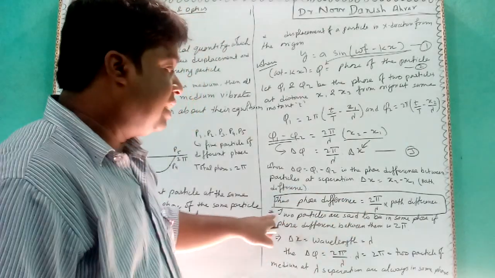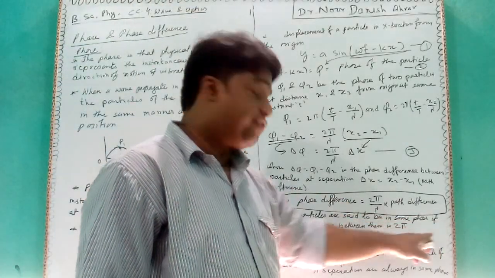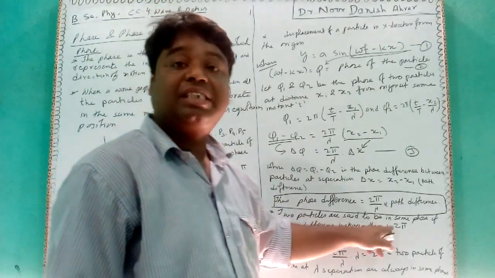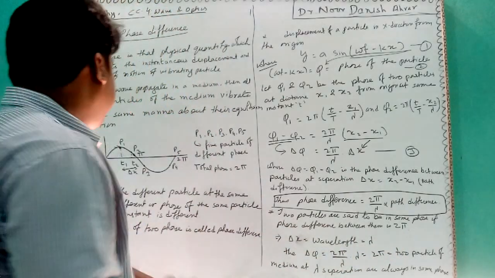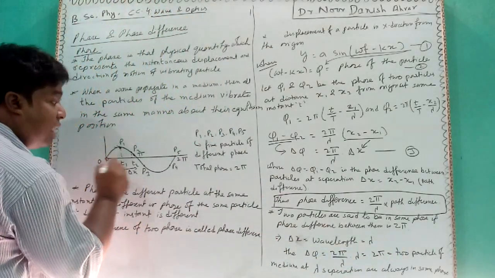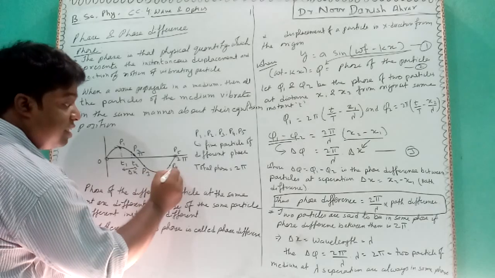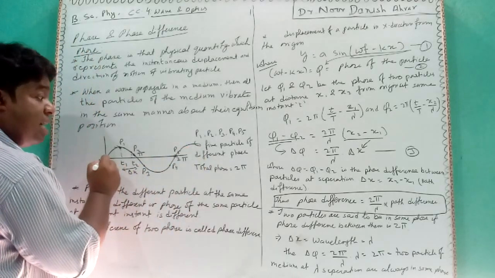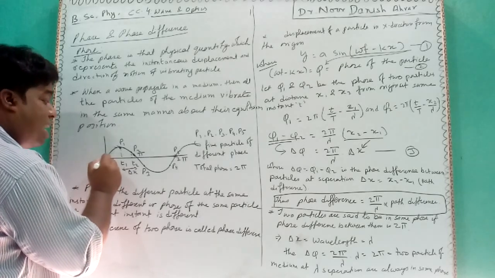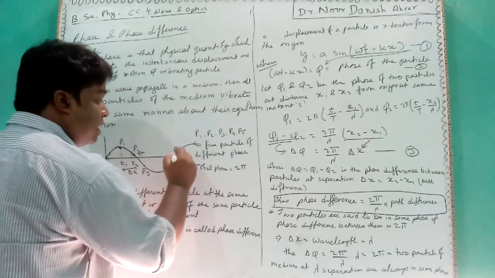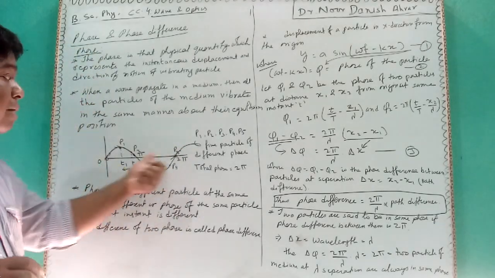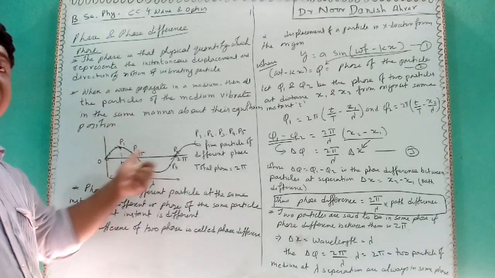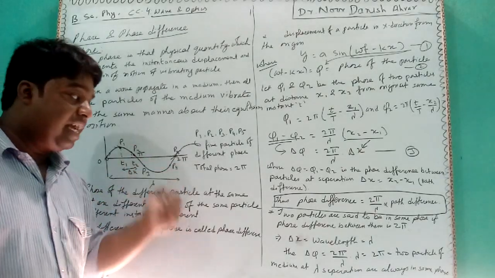Two particles are said to be in the same phase if the phase difference between them is 2π, means any particle which is here and which is here, the total difference is 2π. They will be considered in the same phase. If you see a particle which is here has the direction there, and similarly here is the direction here, and the total path difference from here to here is λ. So they will be called in the same phase.